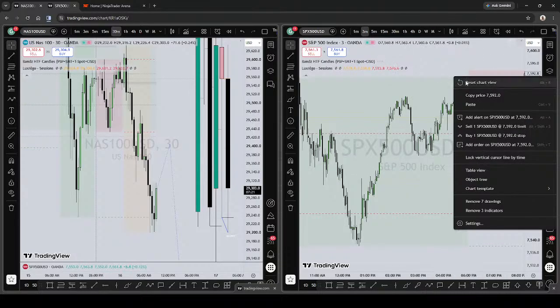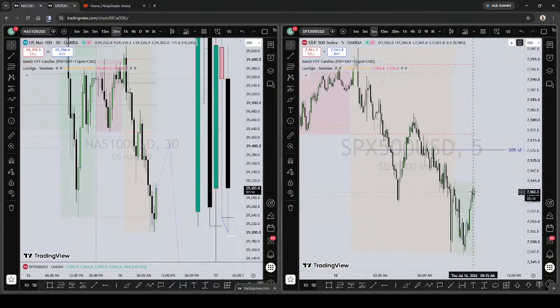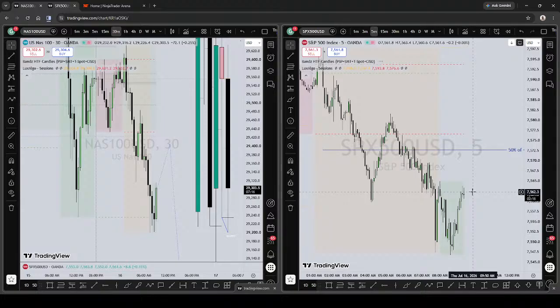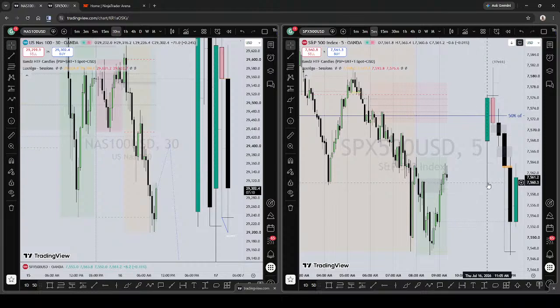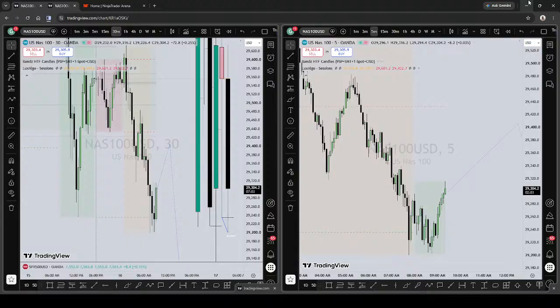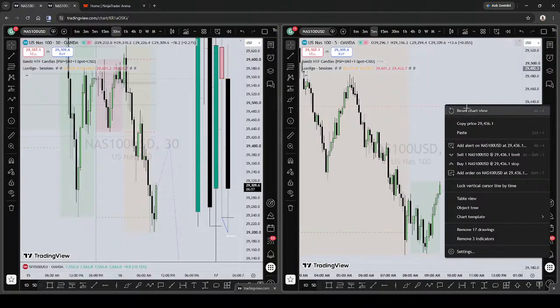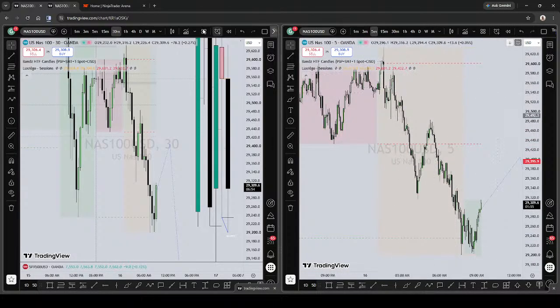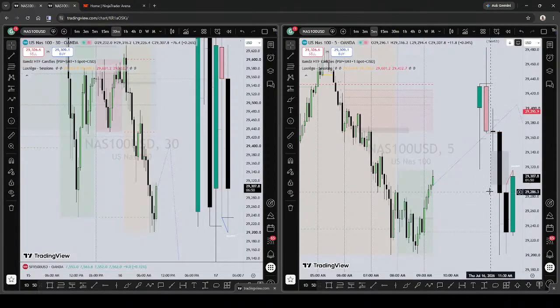I like to watch the 3 minute and the 5 minute charts. But I take my entries off the 1 minute most of the time, sometimes 3, sometimes 5, depending on where I see a clean entry. All right, so this is the 5 minute chart, and this is the 1 hour chart.